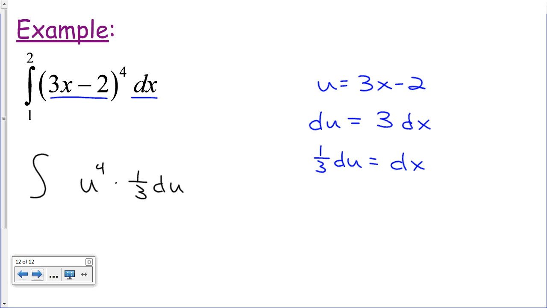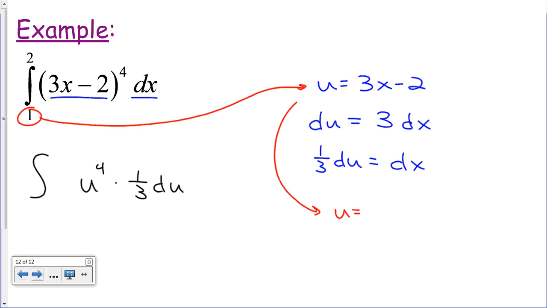And your upper and lower bounds, if I take this value of 1 here, and I plug it into my formula over here with x equal to 1, I'll end up with 3 times 1 minus 2. In fact, I'll go ahead and write that down below here. I end up with u equals 3 times 1 minus 2 when I plug in the lower bound. And so that ends up giving me 3 minus 2 is 1. So my new lower bound is 1 in terms of this new function u.